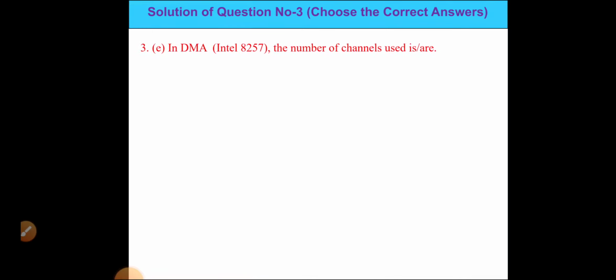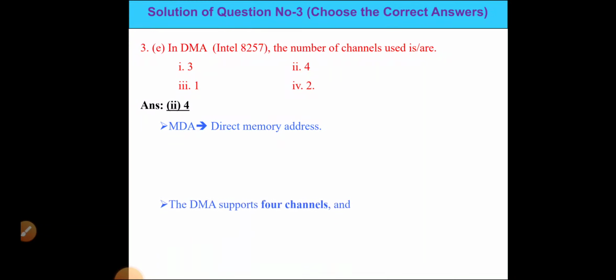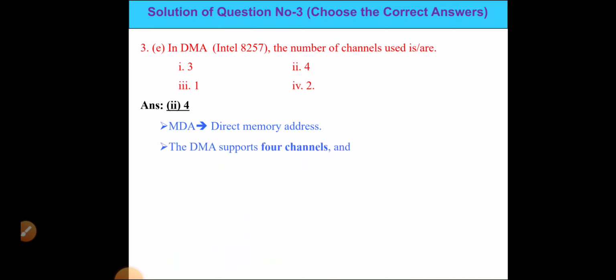Next, DMA Intel 8257. The number of channels used is 4. DMA means direct memory access. The DMA supports 4 channels, so the number of channels here is 4. This one is the correct answer.